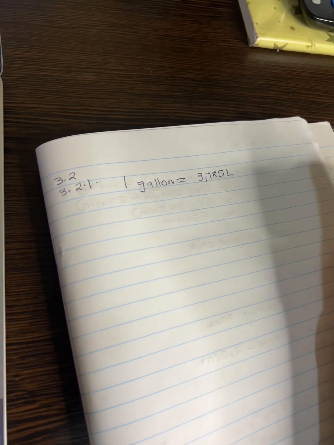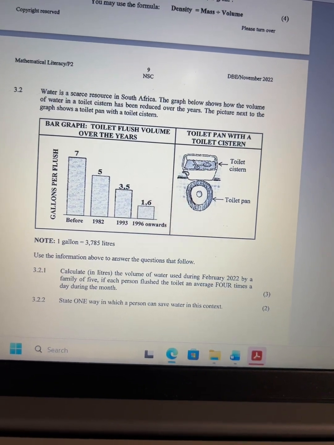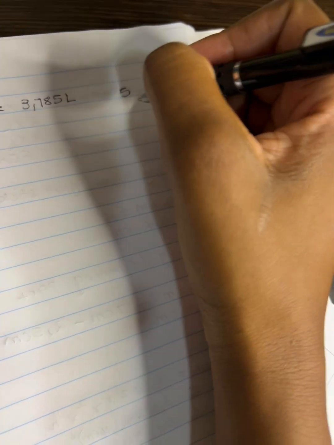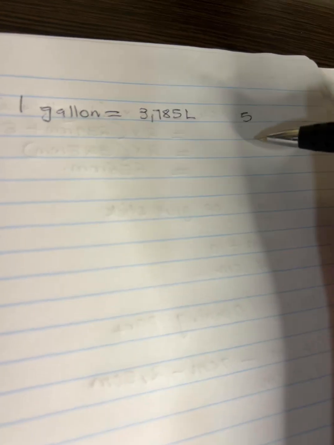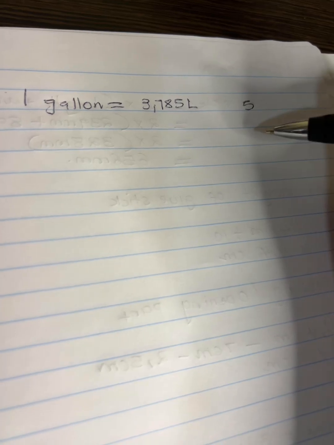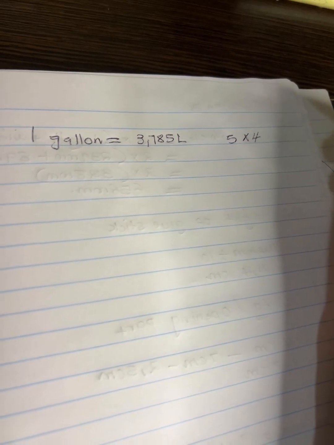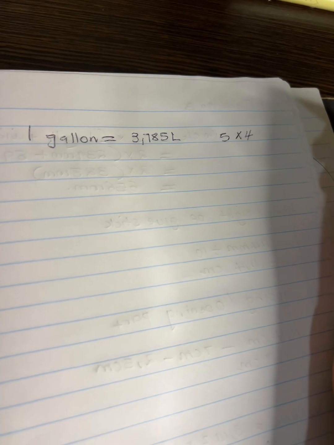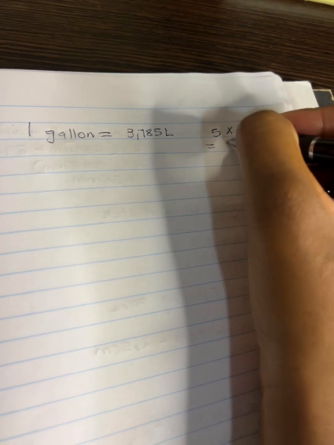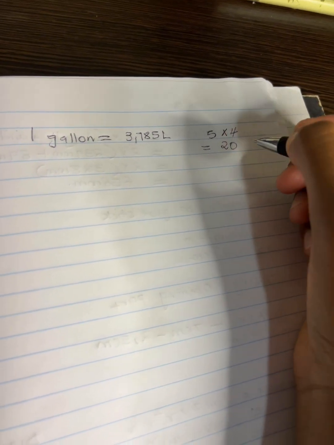So they said to calculate in liters the volume of the water used during February 2022 by the family of 5. So we have 5 family members. Then they said that by the 5 family, if each person flushes the toilet at average 4 times a day, meaning that each person is going to the toilet 4 times and flushes a day, during the month. So the answer here will be 20 flushes, not 20 times.